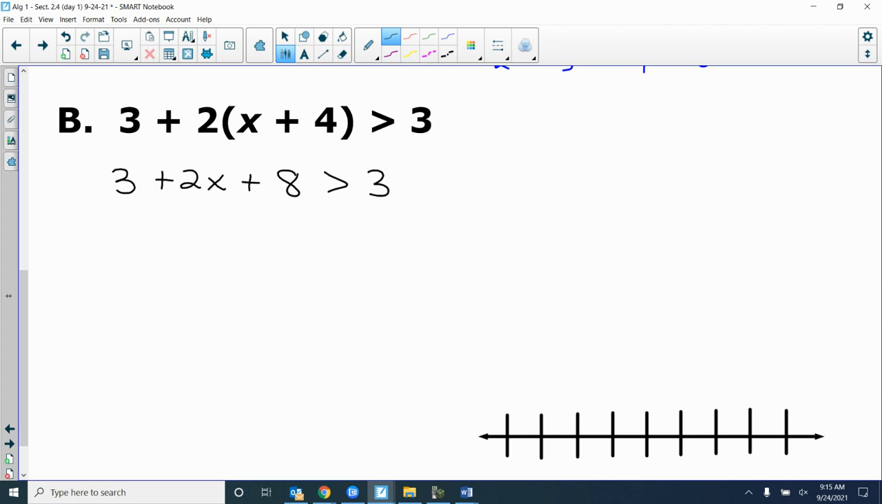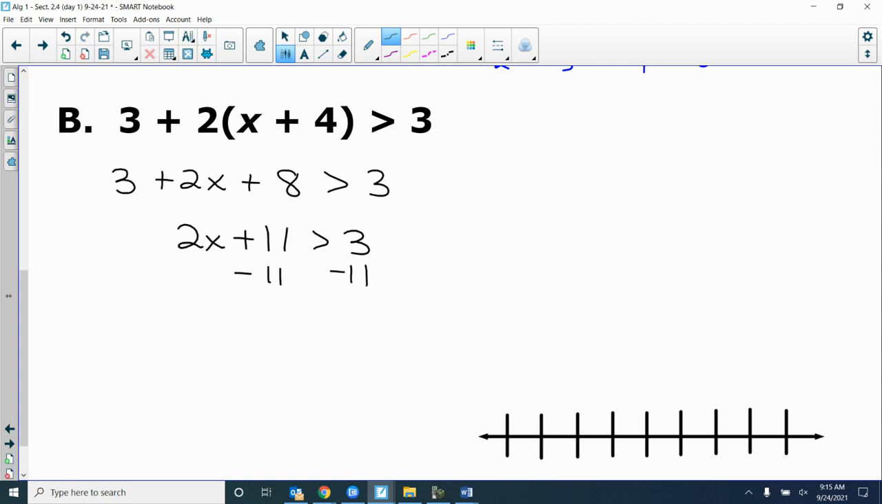All right, here, don't move anything till you combine any like terms on that side. So as you're looking, Emily, what are the like terms on that left-hand side? 3 plus 8. And what does that give me? 3 plus 8 is 11. 2x plus 11 is greater than 3.